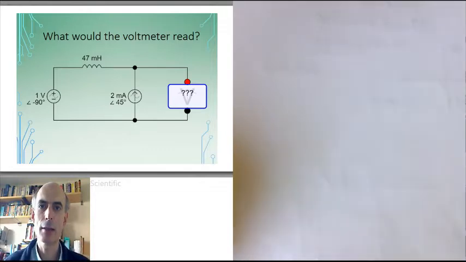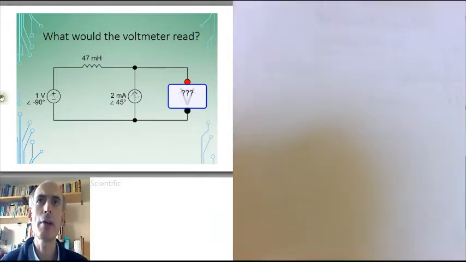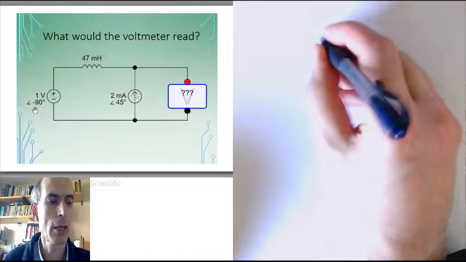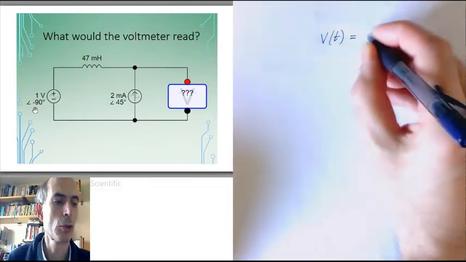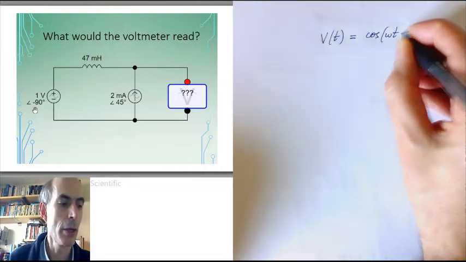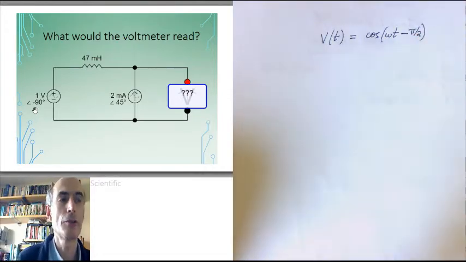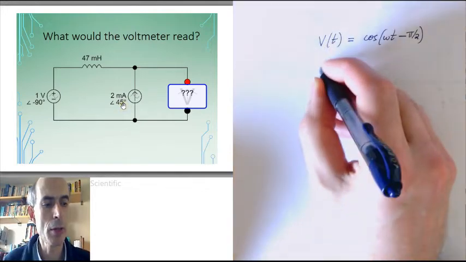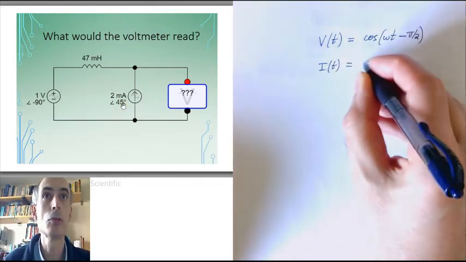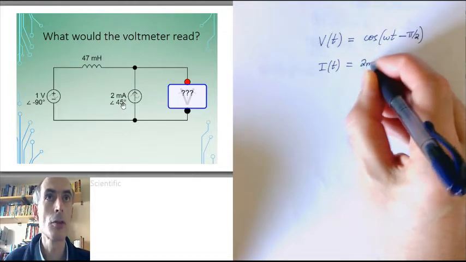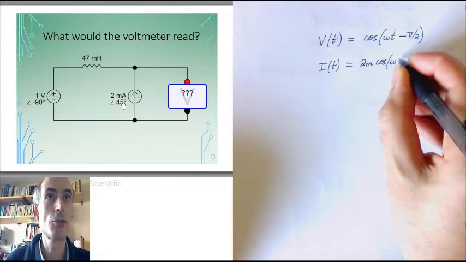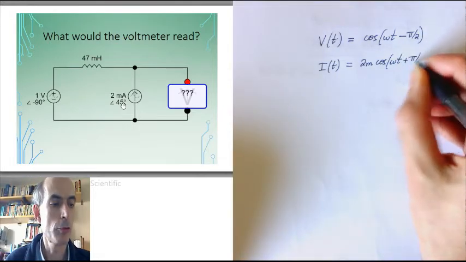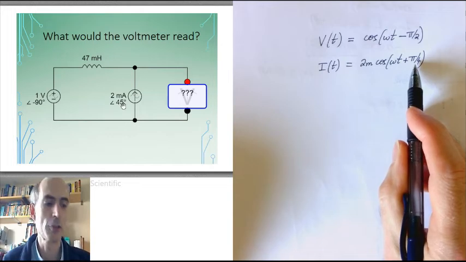It has a voltage source which has a phase angle of minus 90 degrees and an amplitude of 1 volt. So I could write that as V(t) equals cosine of omega t minus pi over 2, if I'm working in radians. And I have a current source of 2 milliamps with a phase angle of 45 degrees. So I would be writing that as the current is equal to 2 milliamps times cosine of omega t plus pi over 4, which is 45 degrees in radians.